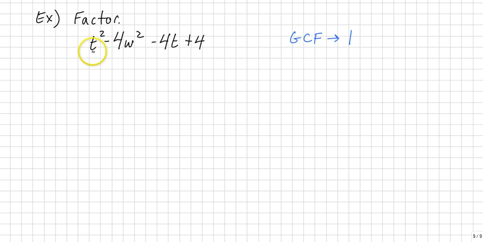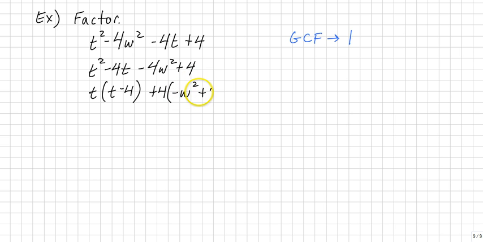But if you look, I do have 2 terms that both have a t in common, so I'm going to group those together. And then the other 2 terms both have a 4 in common. And then if I take away the t that they have in common, it'll leave me t minus 4. And if I take the 4 that they have in common, I end up with negative w squared plus 1.